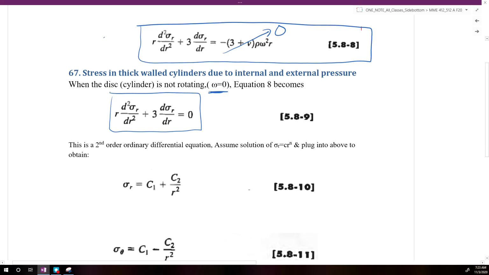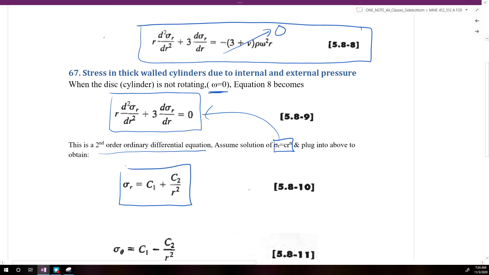Okay, so this is a second order differential equation. All right, we can assume an equation sigma r is equal to c r^n, where n and c are constants, and we can plug in that equation into here to obtain the following solution for sigma r.